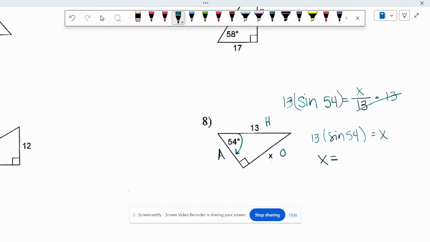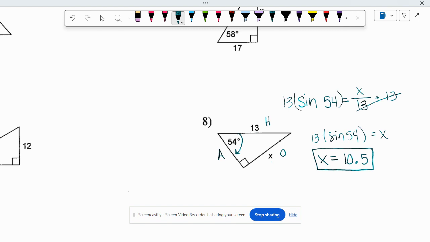Yeah, I got 10.51. You put what? Yeah, it's 10.5 is what you should put as the final answer. That's what I got, 10.517 or something like that. So 10.5. Okay.